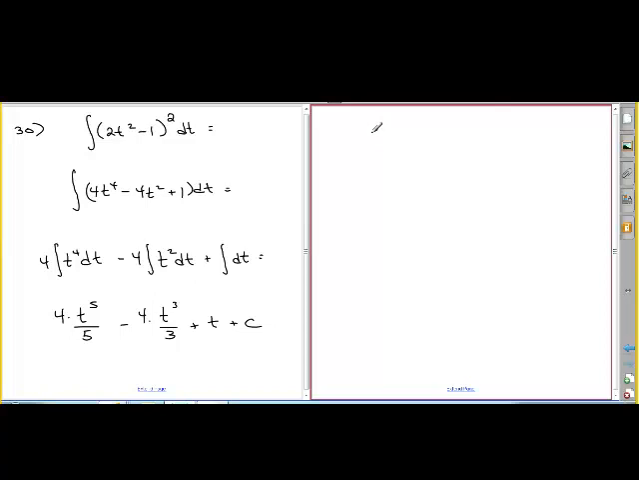So we can simplify this, not very much. We just basically get rid of those little dots to make it look a little neater. And there we go.